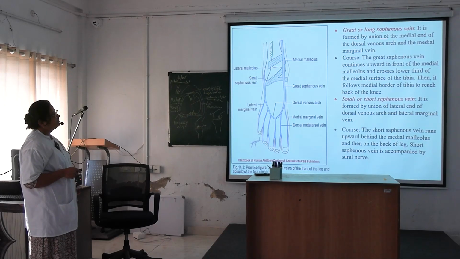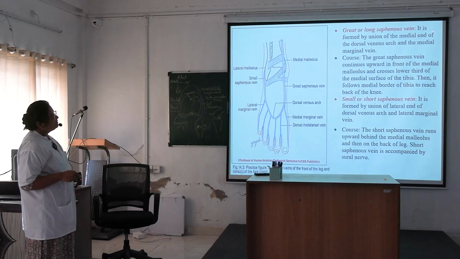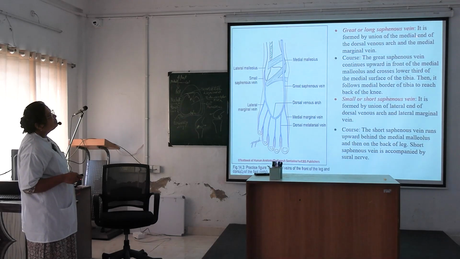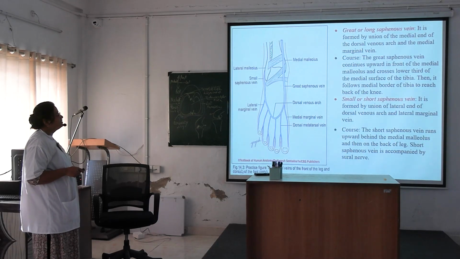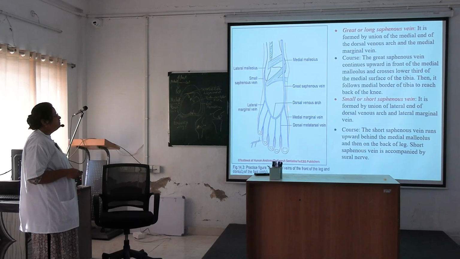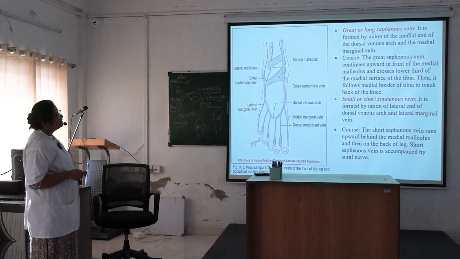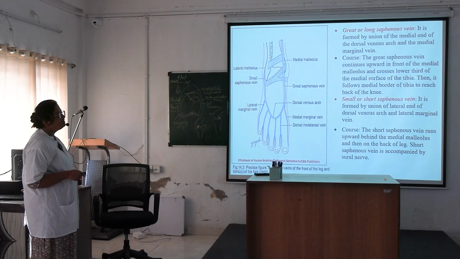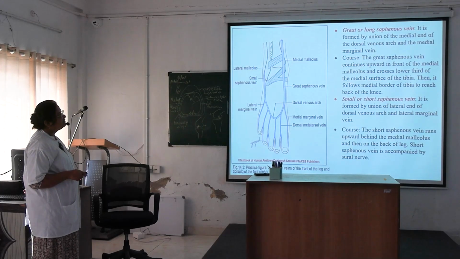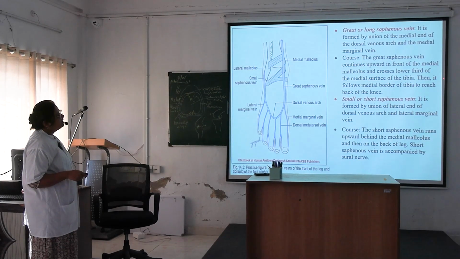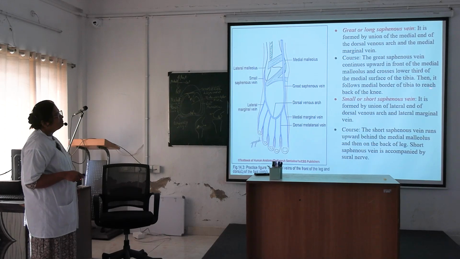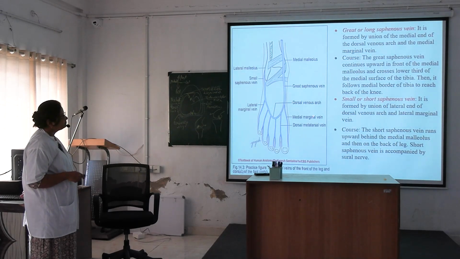Next we go to great or long saphenous vein and small or short saphenous vein. Great saphenous vein is formed by union of medial end of dorsal venous arch and the medial marginal vein. These two join to form the great saphenous vein. Course: the great saphenous vein continues upward in front of medial malleolus, crosses lower third of the medial surface of tibia, and then it follows medial border of tibia to reach the back of the knee.